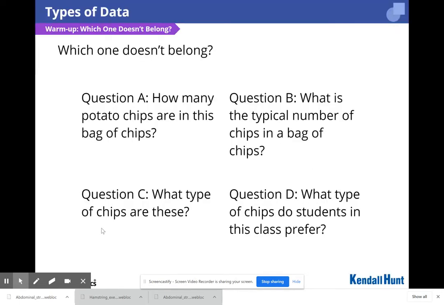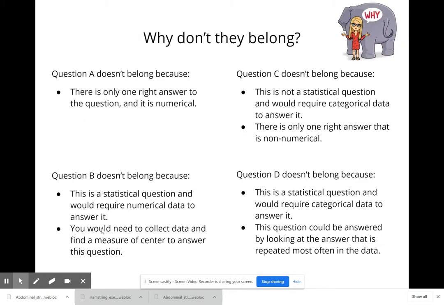Looking at question B, what is the typical number of chips in a bag of chips? So this question, if every person in the classroom had their own bag of chips and counted how many chips were in that bag, we would not have the same number in every bag. So we would collect that data, okay? So question B is a statistical question, and it requires numerical data. Everyone would answer with a number. So we would also collect this data to find out what the average was, and we'll get to that later on in the unit.